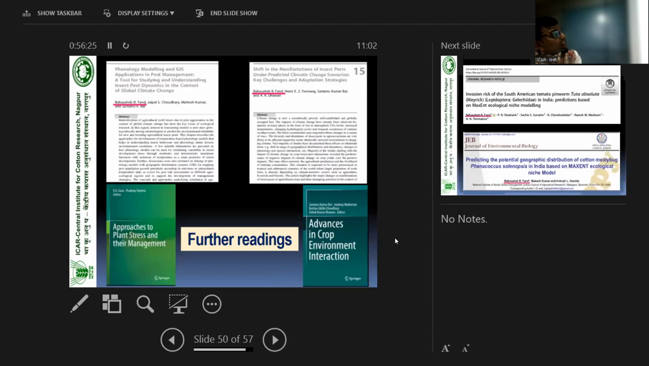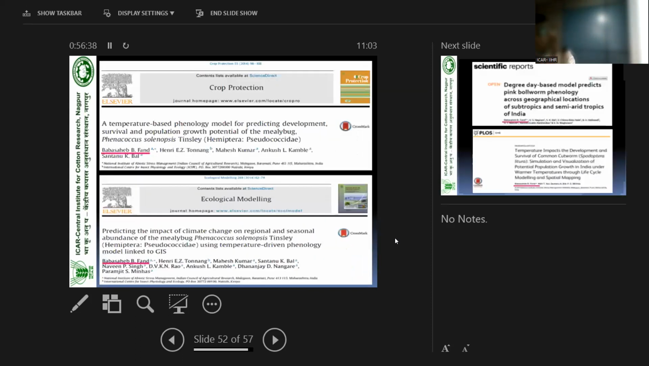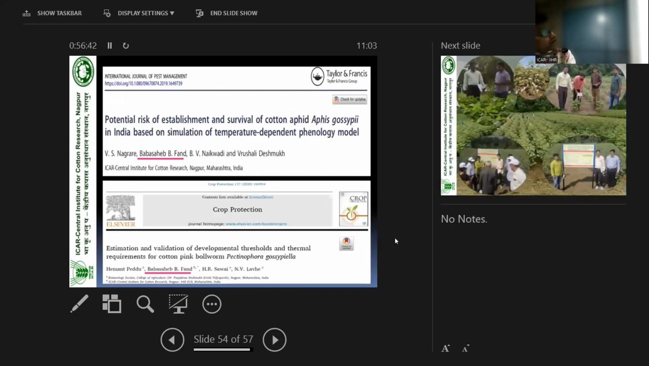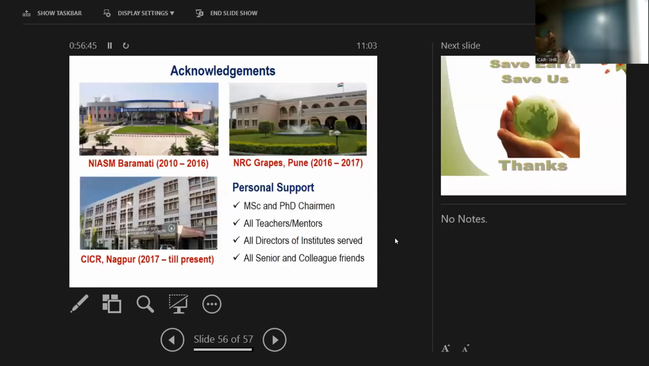Likewise, these are there. Then further readings. In my lecture notes, I have given further readings. Though the notes are not very comprehensive, very brief, all further readings are listed there. You can go through these if you want to go into the details. These are further readings on this aspect. So this was all about it.